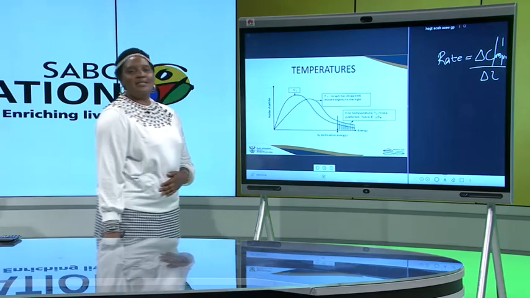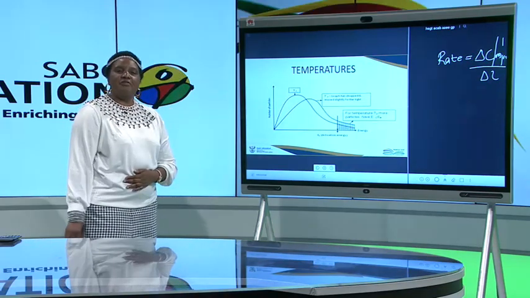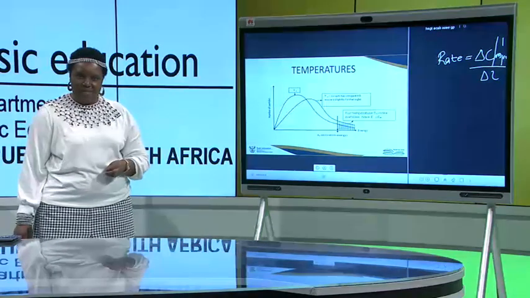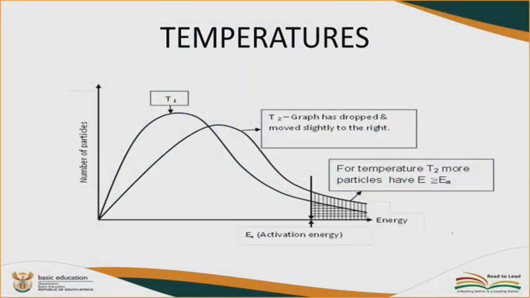Now, let us deal with the Maxwell distribution curve. Like I said, you are going to have the graph in your examination. In the Maxwell distribution curve, there are only going to be 3 factors that are going to be examinable. It's temperature, concentration, and the catalyst.